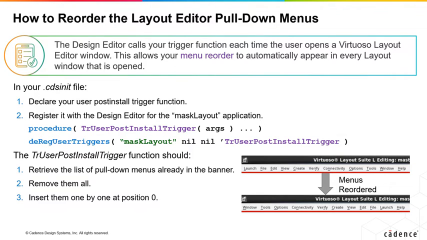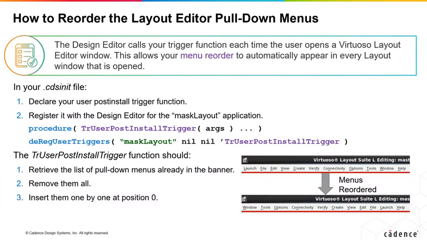So in this example, we'll make the TR user post install trigger function do these tasks. It'll get the list of pull down menus already in the banner. So it'll look at the layout window and grab all of the menus and actually save them. So it'll save them into a variable.